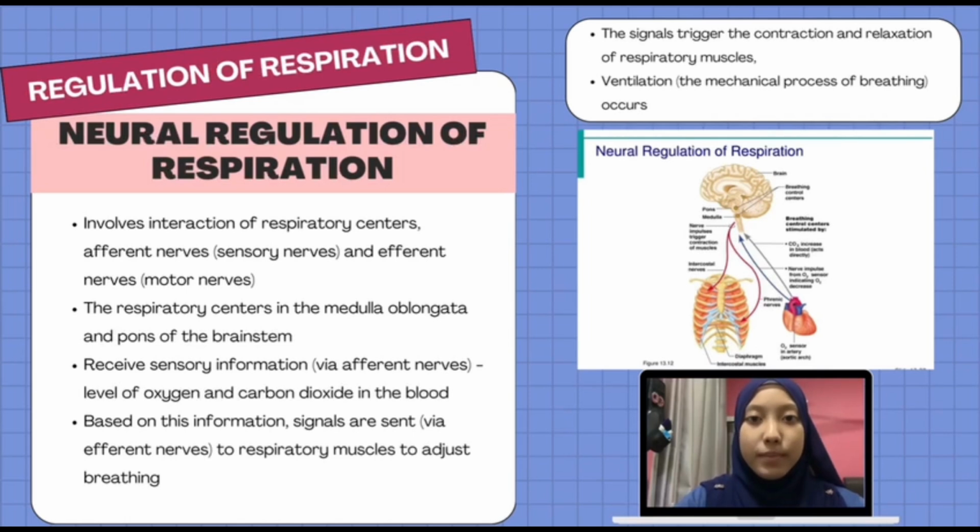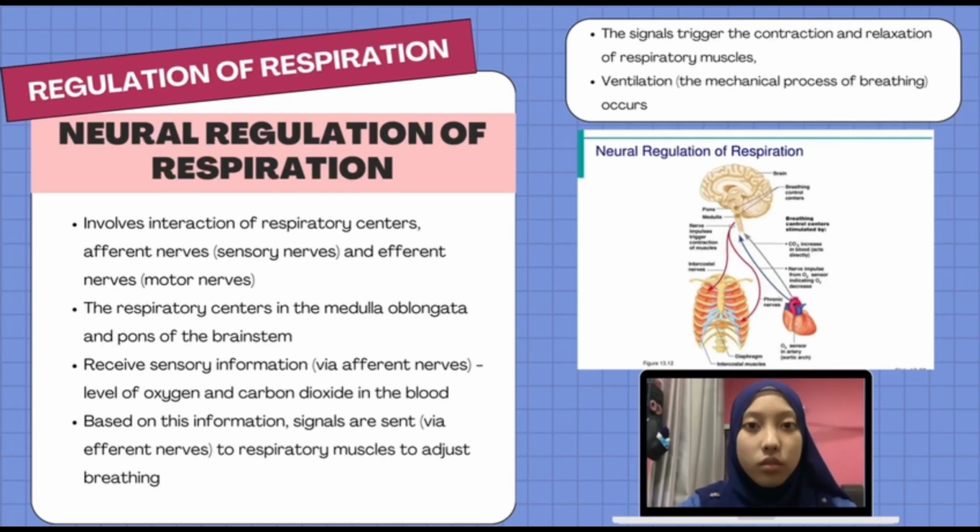Assalamualaikum. My name is Nadratul Fituna binti Bahrin, and I will present about regulation of respiration. The regulation of respiration consists of two processes, which are neural regulation and chemical regulation. So firstly, neural regulation of respiration.